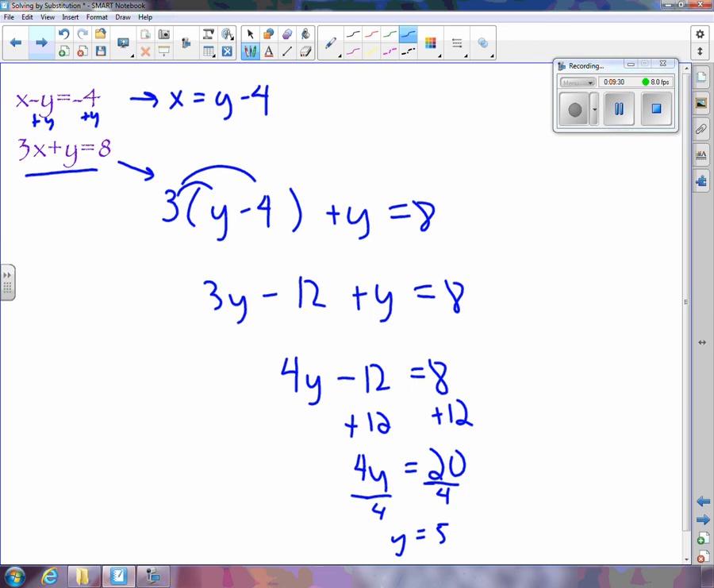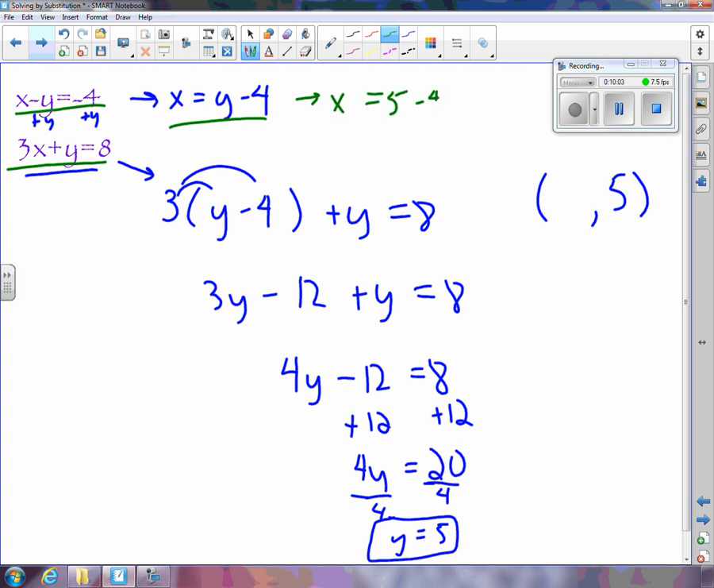So this completes step 3, where I've gotten one of the variables. So now I know the y coordinate of that intersection point is 5. I still need to go back and find the x. You can use any of the 3 equations that we've been dealing with in this problem. We started with 2, but then we manipulated the top equation to get another equation. If we take this y equals 5, then I get x equals 5 minus 4, which is 1.